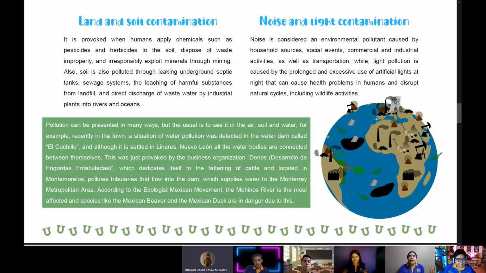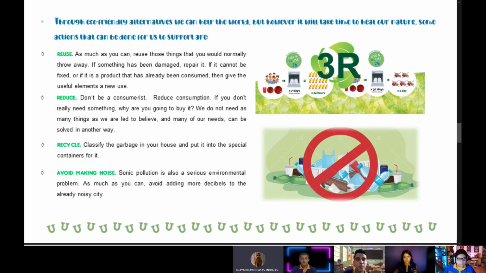Well, pollution can be present in many ways, but the usual is to see it in the air, soil, and water. For example, recently in the town, a situation of water pollution was detected in the water dam called El Cuchillo, and although it is located in Linares, Nuevo León, all the water bodies are connected between themselves.